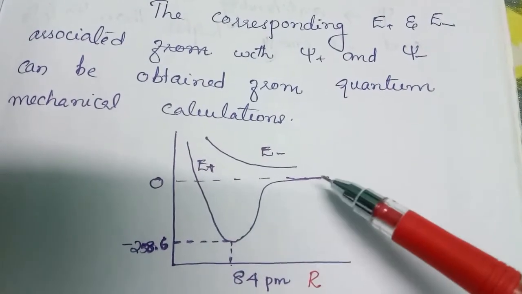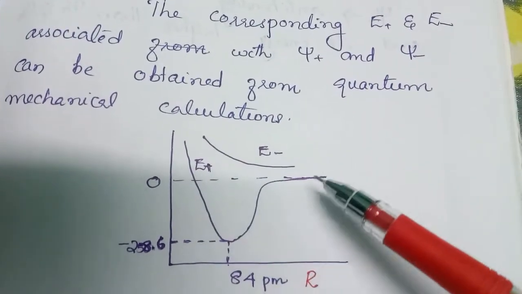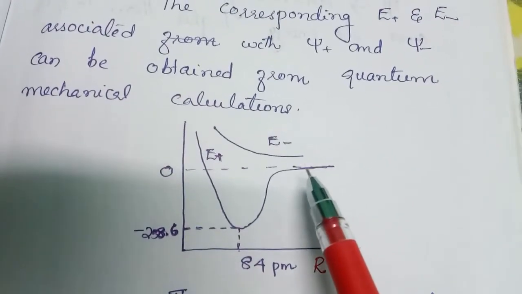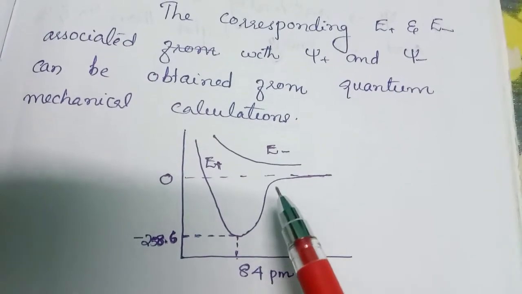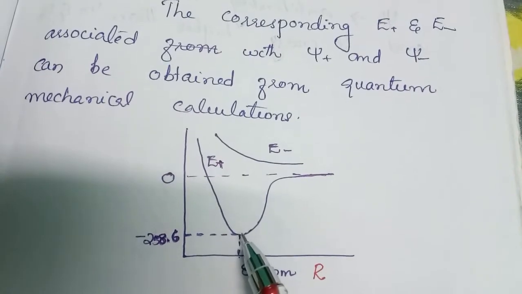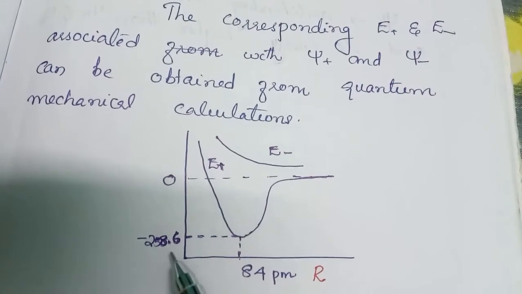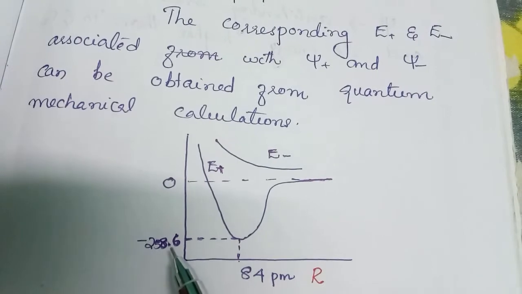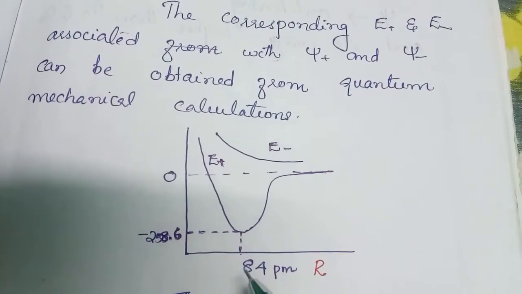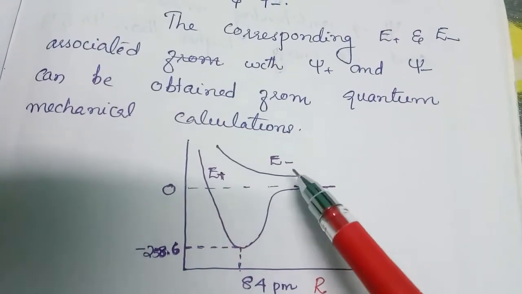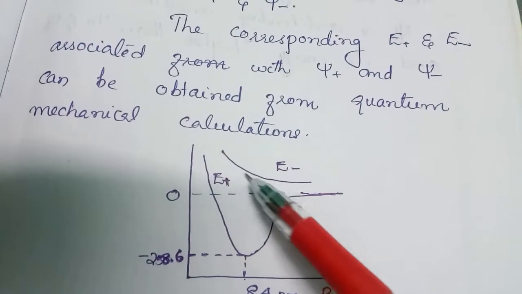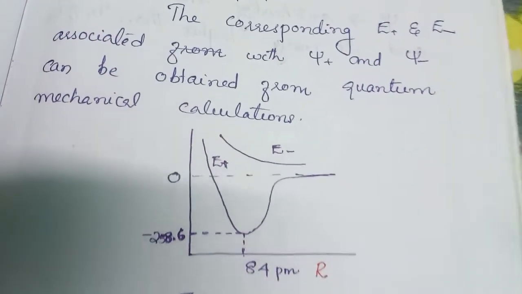This is for E plus, this is for psi plus wave function, the energy obtained. When molecules are far apart, their energy is zero. Then when they come closer, the attractive force originates, and here we can see a state having lower energy, that's corresponding to minus 258.6 kilojoules per mole with R value 84 picometer, and this represents the energy obtained from psi minus. Psi minus molecular wave function corresponding energy, the potential energy curve is what this represents.